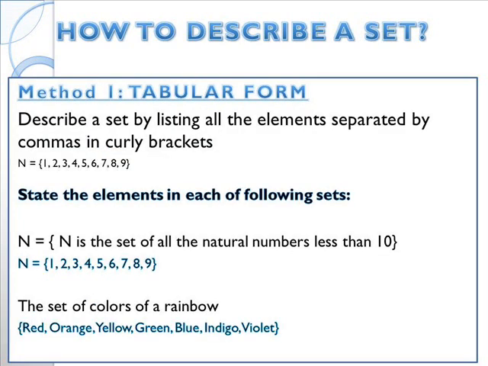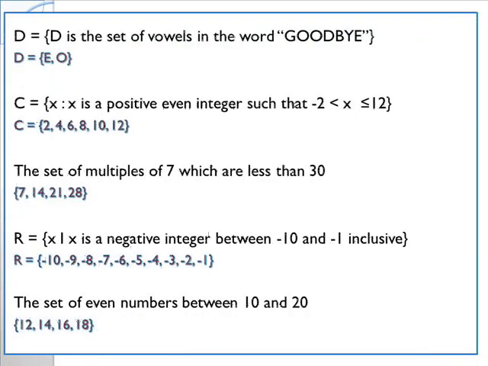Now let us solve this question in which we are required to state the elements in the given sets. We already know how to solve the first one, that is, N is the set of all natural numbers less than 10. Here we will list down all the elements separated by commas in curly brackets. Natural numbers less than 10 are 1, 2, 3, 4, 5, 6, 7, 8, and 9. Then we have the set of colors of a rainbow, that is red, orange, yellow, green, blue, indigo, and violet. Now we have set D, that is the set of vowels in the word goodbye.